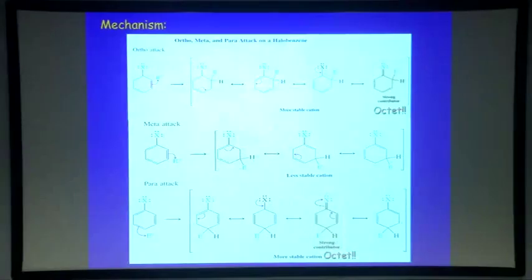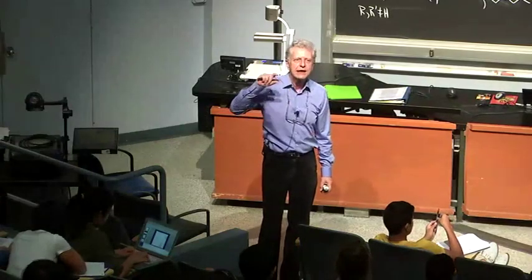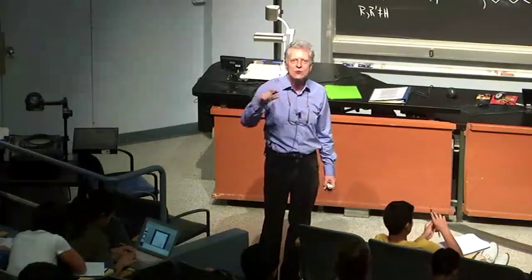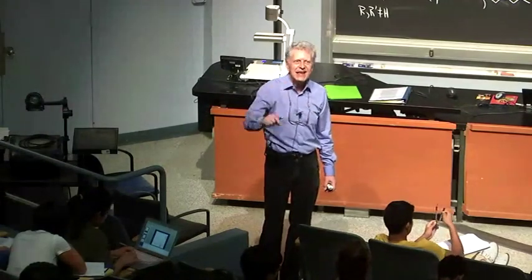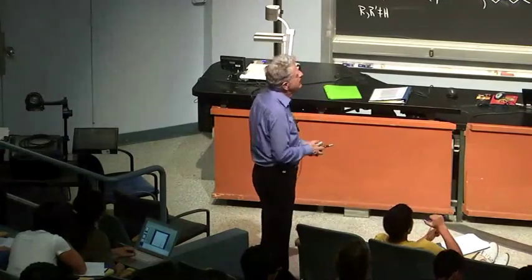If you do meta attack, again, you're bypassing this X, and so you don't gain much. So while X deactivates slightly, electrophilic aromatic substitution in competition with benzene would lose out. It nevertheless does ortho-para substitution.